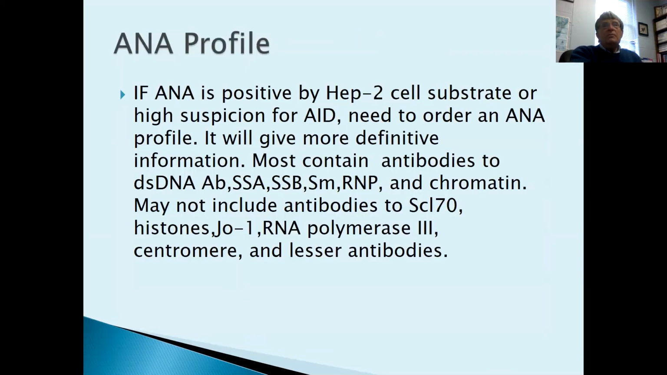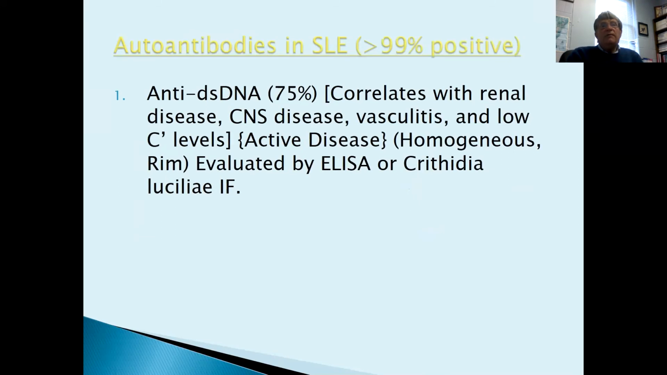If ANA again is positive by Hep2 cell substrate, or there's a high suspicion for autoimmune disease, you need to order an ANA profile, which will give more definitive information. It includes most of the antibodies as listed here, and some lesser antibodies. If we go through the different connective tissue diseases, which antibodies are the important ones?